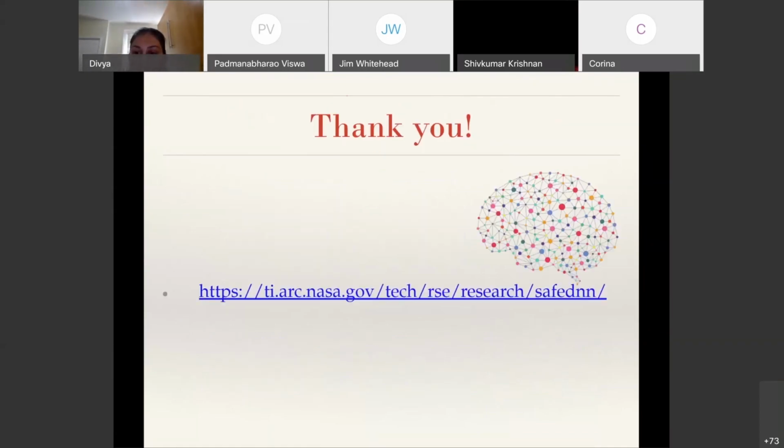So this was a gist of the work that we did in property inference from deep neural networks.